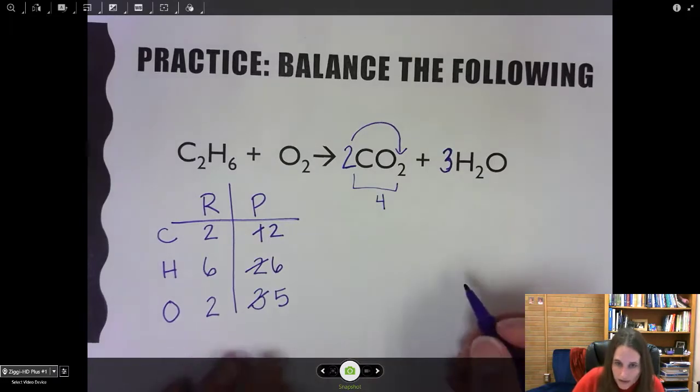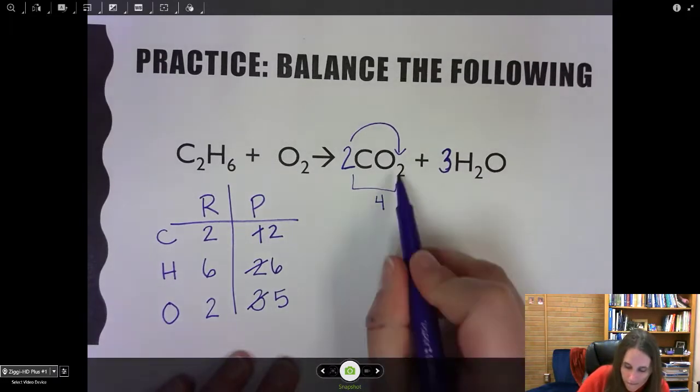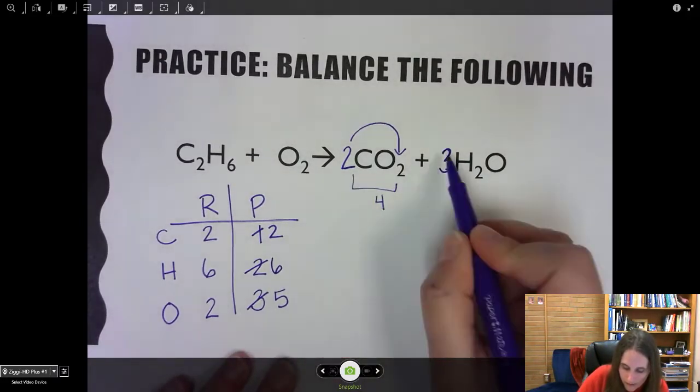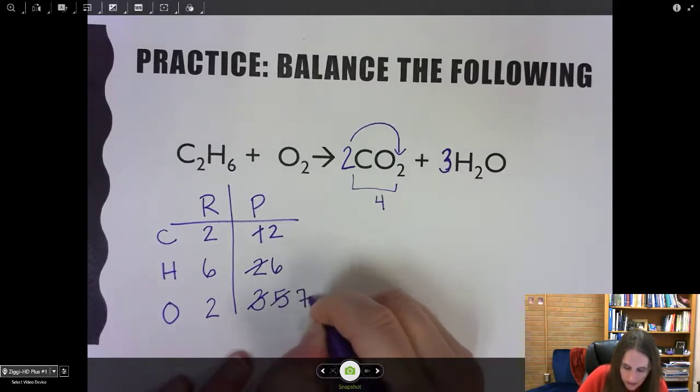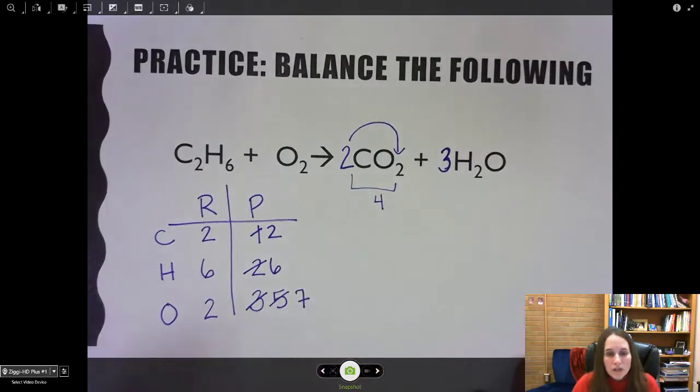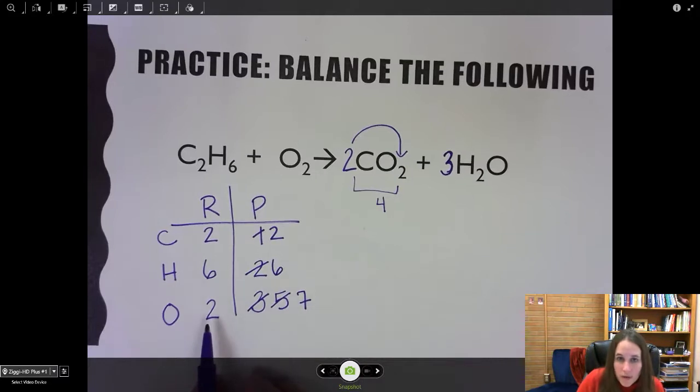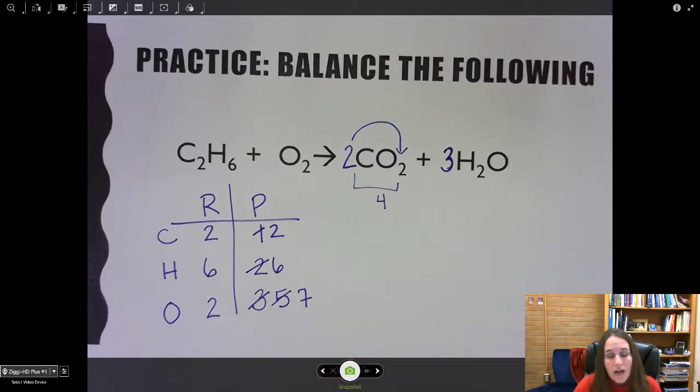Well, how many oxygens do I have now? I have 4 over here, 4, 5, 6, 7. How am I going to, using something that's always going to end up being an even number, because anything times 2 is going to be even, get to what seems to be constantly an odd number on this side? And there are several different strategies for this, and one is trial and error. Keep trying numbers until you get to one that works.